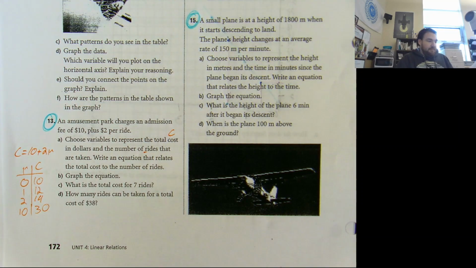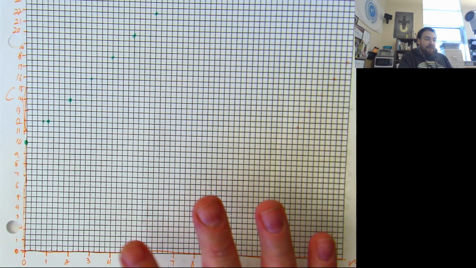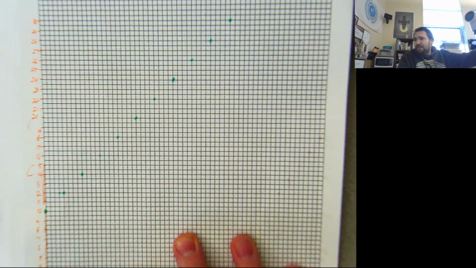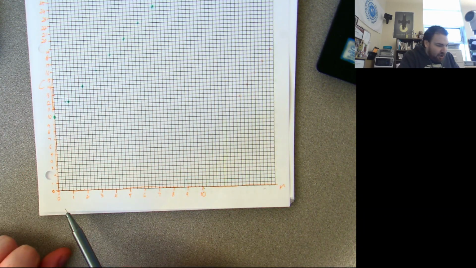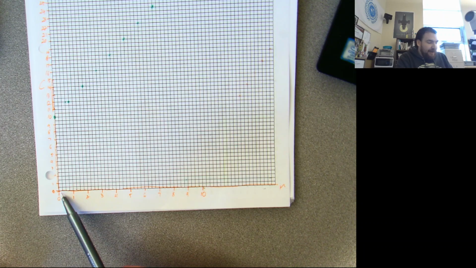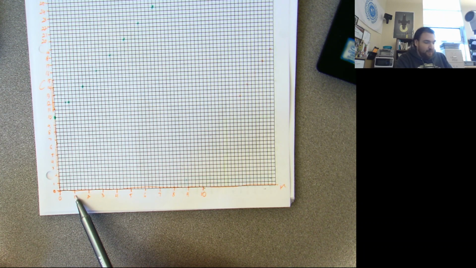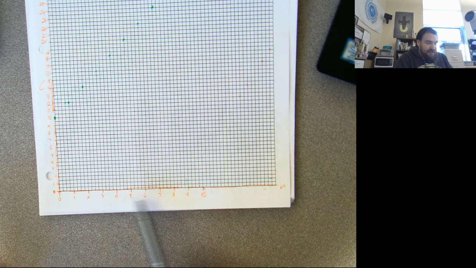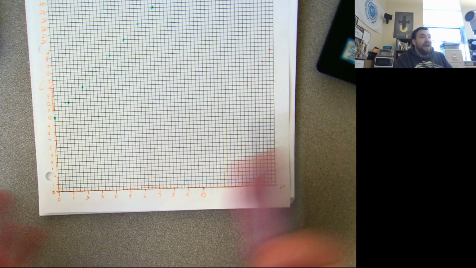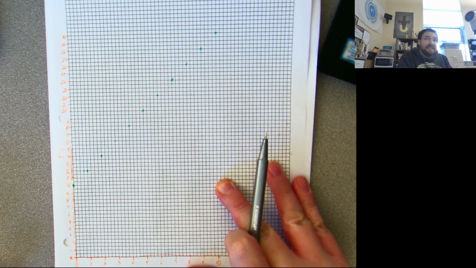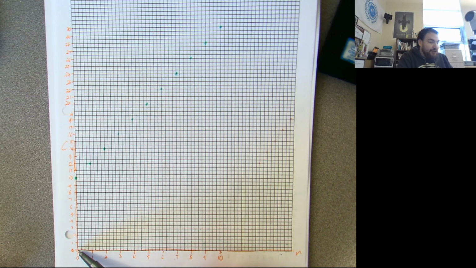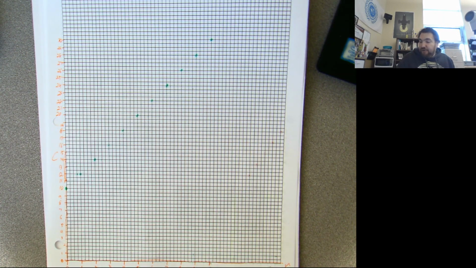This is how I graphed it. I put R along the bottom, and just to give me some space, I went up every 4 lines, and I said, okay, that's 1 ride, 2 rides, 3 rides, 4 rides, all the way up to 10 rides, just to spread it out, make it look bigger. And then up this side, I said that every 2 squares was $1.